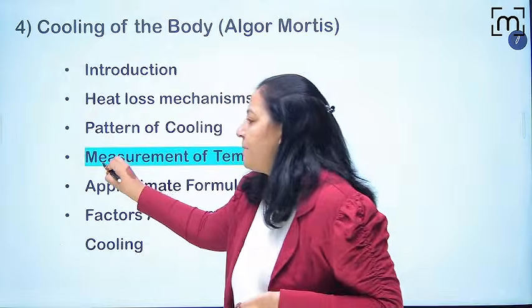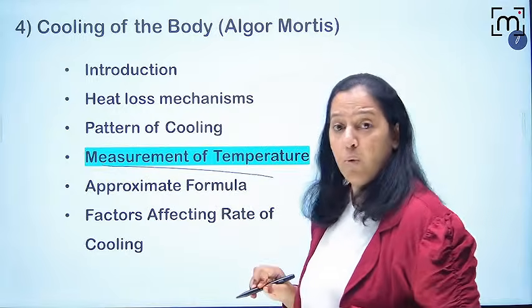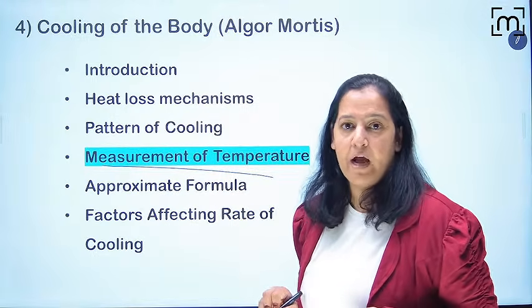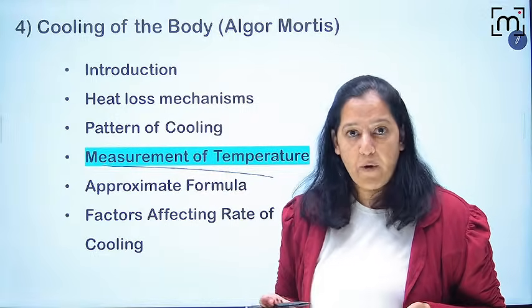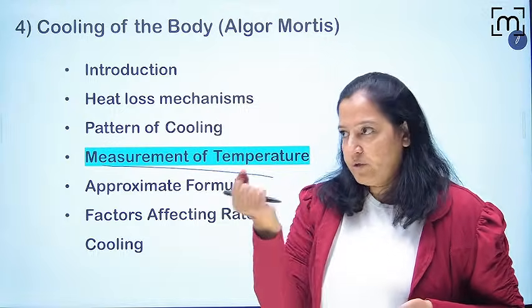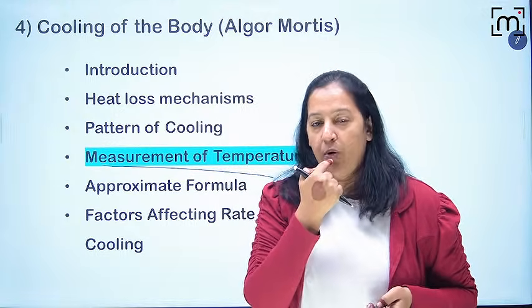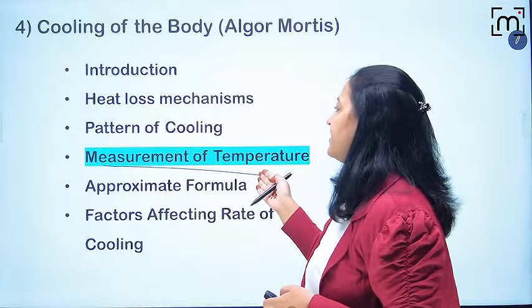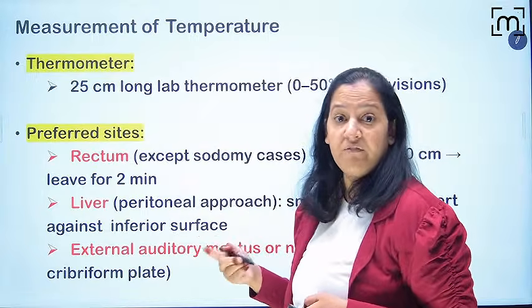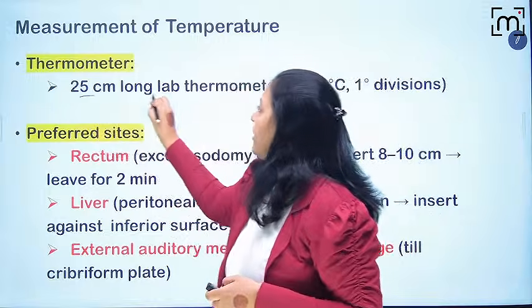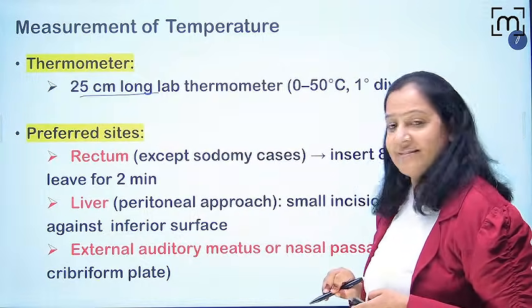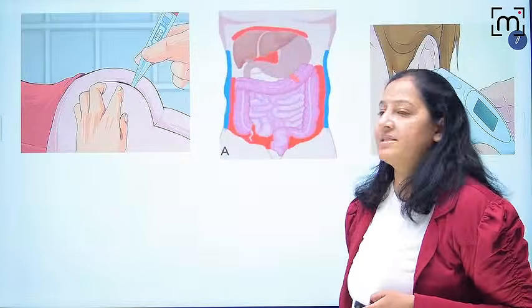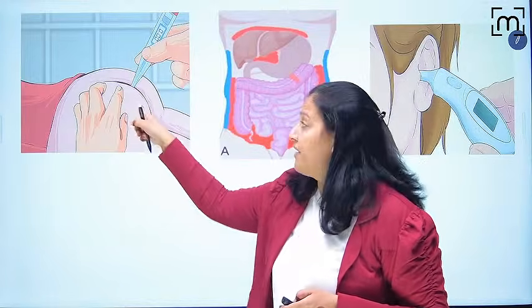Now, how to measure the temperature of a dead body? How do we measure the temperature of a living person? We can keep the thermometer below the tongue, or we can keep the thermometer in the axilla. What are the ways of measuring the temperature in a dead body? First of all, we need a long thermometer, a 25 centimeter long laboratory thermometer, and we can take the temperature at three sites. Usually the best is to take the rectal temperature.